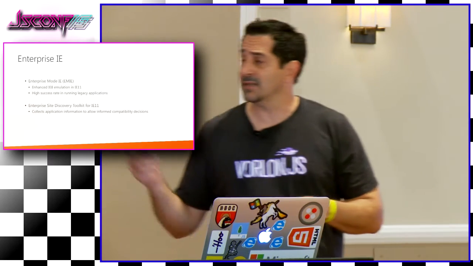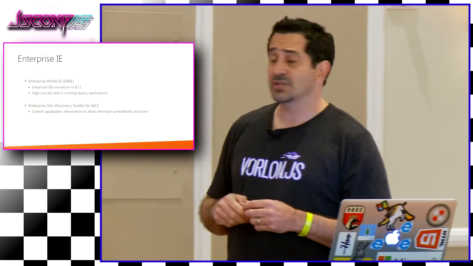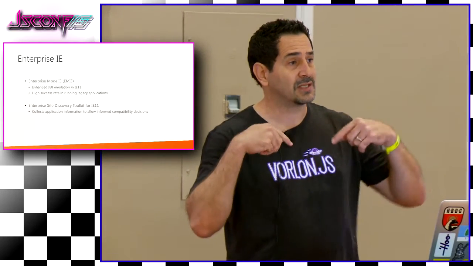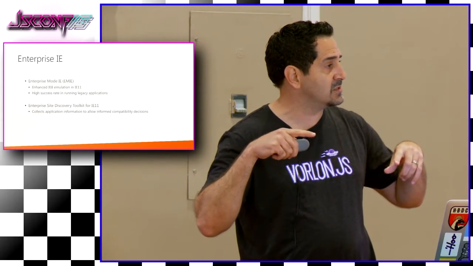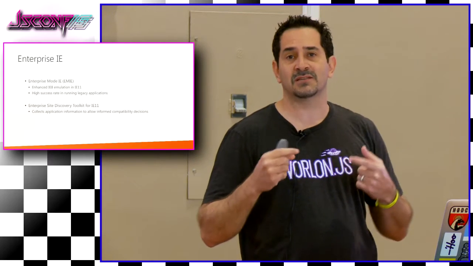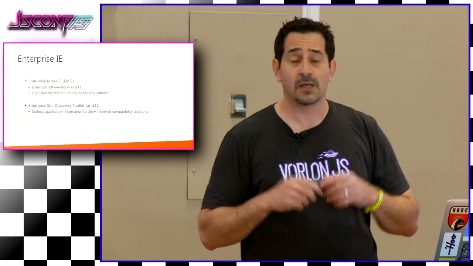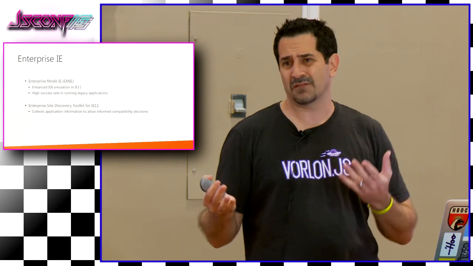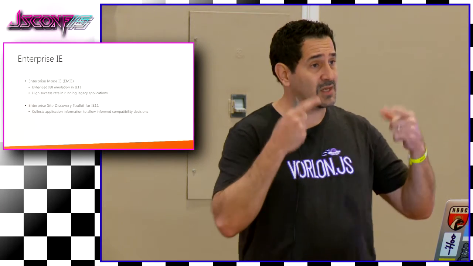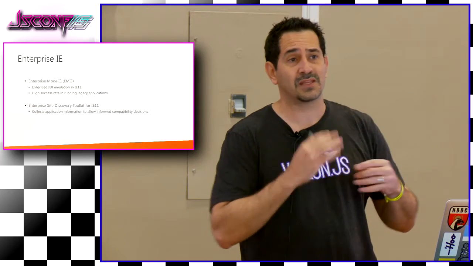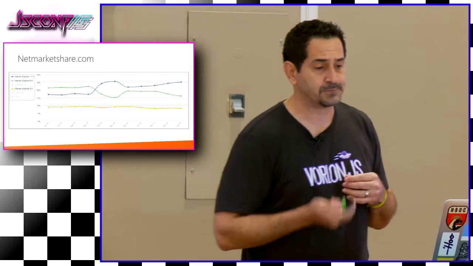So we're providing that. And the other thing we provide is Enterprise Site Discovery Toolkit, which is a tool that lets them analyze all their applications and figure out which are the sites that they use the most and which are the sites that they have to migrate to modern technologies based on what they're implementing. They might use ActiveX, BHOs, or whatever, and that way they have some kind of visibility into what it takes to get them to move forward.